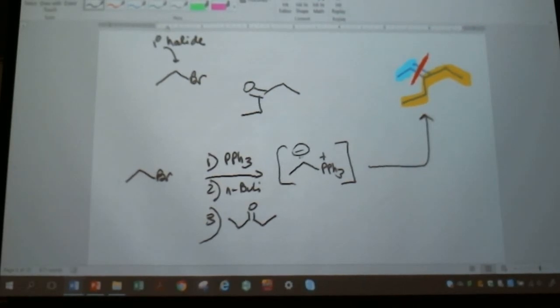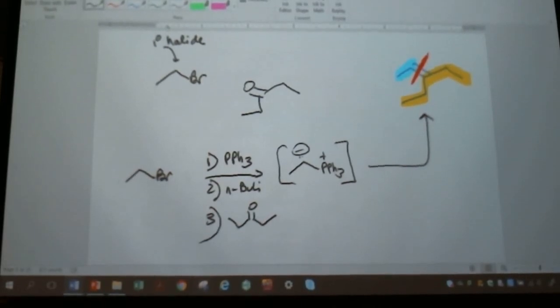I could have made it the other way, but the other way would imply starting from a secondary halide, which is not nearly as good as a primary. So in this case, it should be a clear choice to break it like this.